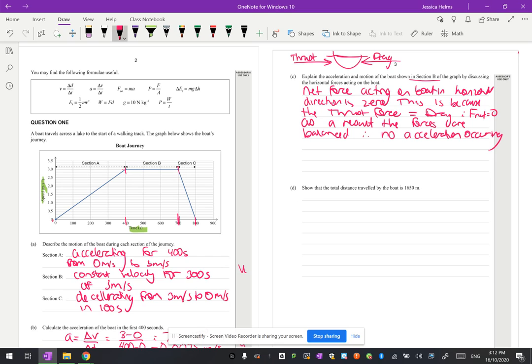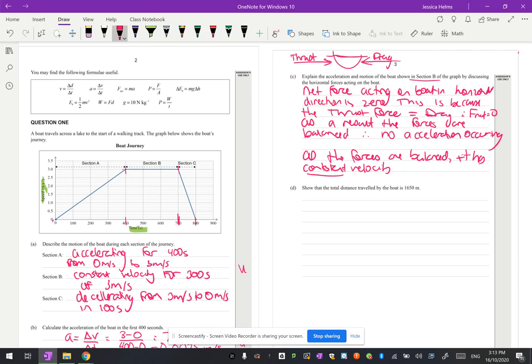For a merit answer for this one, you need to actually acknowledge that balanced forces make it have constant speed. So I haven't really added that there, but as the forces are balanced, it has a constant velocity, and that these are equal and opposite, these balanced forces, and that net force is equal to 0.